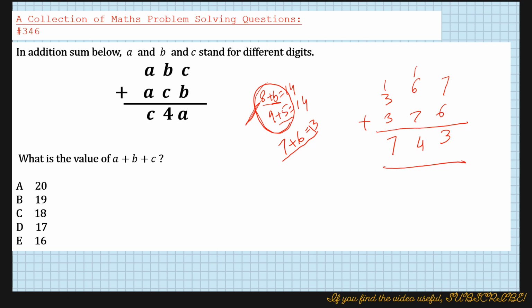A is 3, B is 6, and C is 7. So that's A again, C is 7, and B is 6, and then 3 and 1, 4, and 3 and 1, 4 and 3, 7, 7, 43. So A is 3, B is 6, and C is 7. So we get A plus B plus C should be 3 plus 6 plus 7, and that would give you 3 plus 6 is 9, plus 7 is 16. So the answer is E, 16.